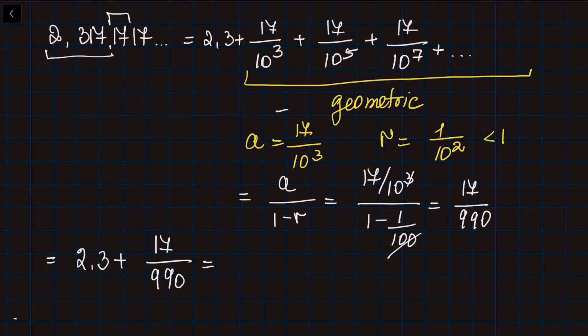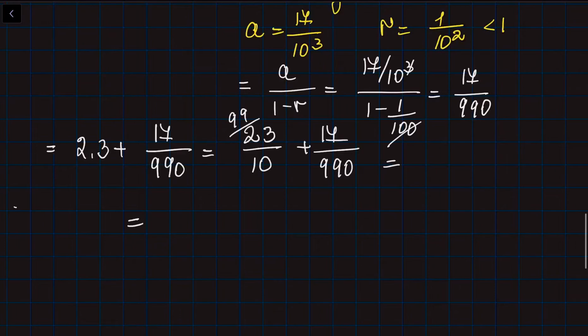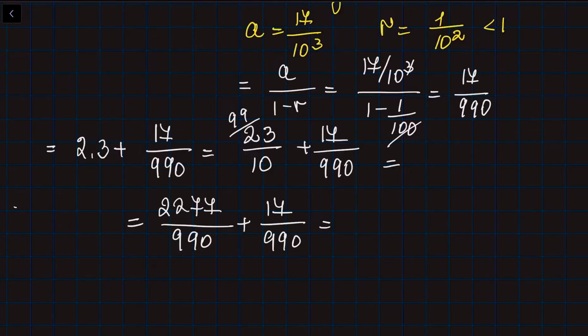So I'm going to continue by writing 2.3 as 23 divided by 10, plus 17 divided by 990. I can use the common denominator, which is going to be 990 here. So if you multiply 23 by 99, you're going to get 2,277 divided by 990, plus 17 divided by 990. If you add the 17 to this number, it's going to be 2,294 divided by 990. So we wrote down this number with infinitely many terms in ratio form.